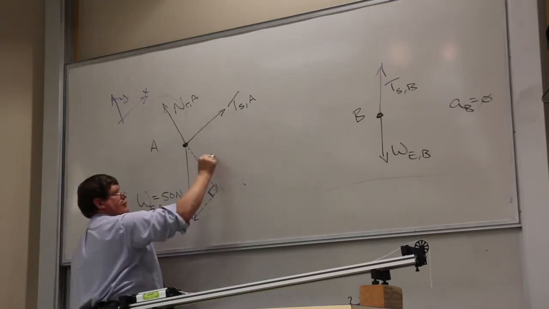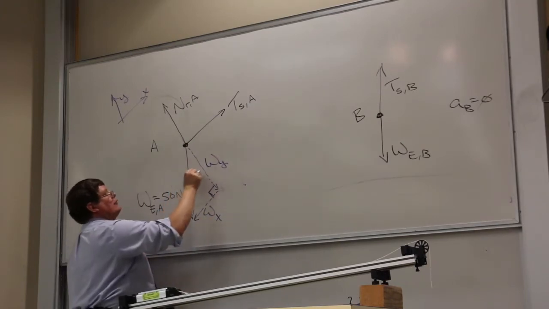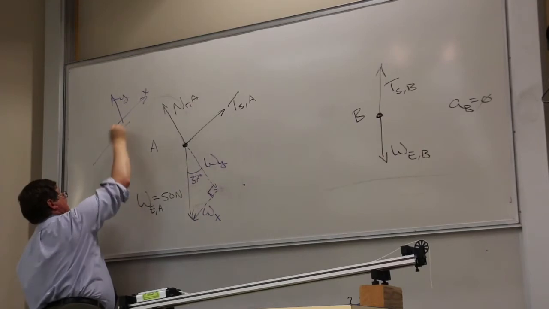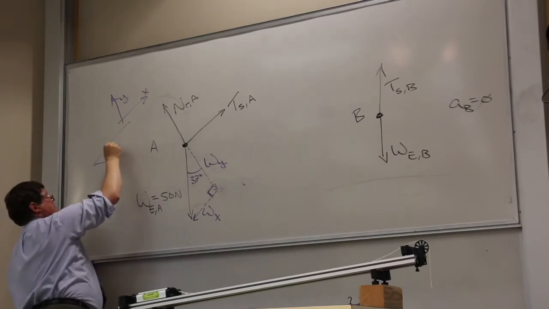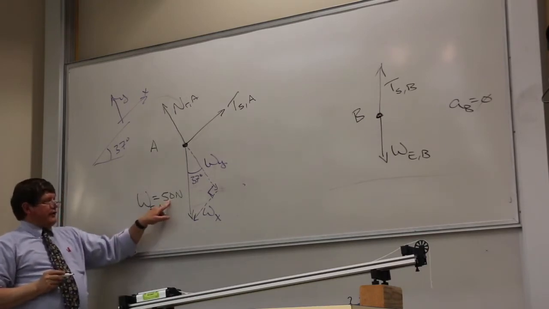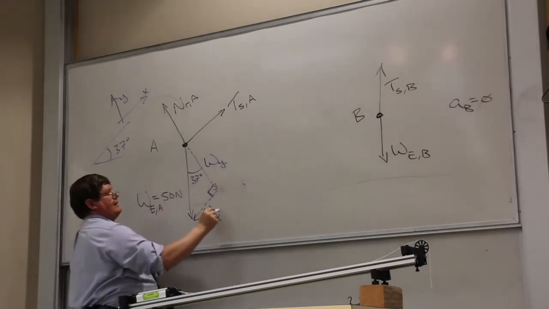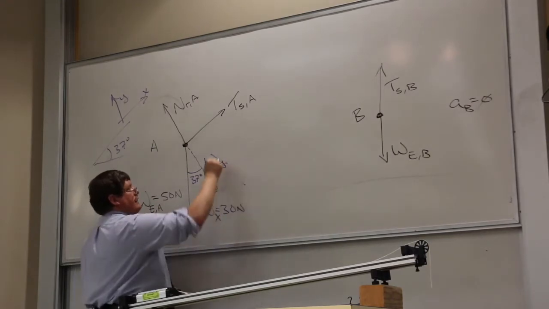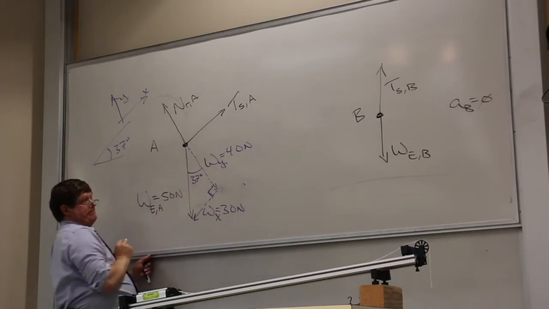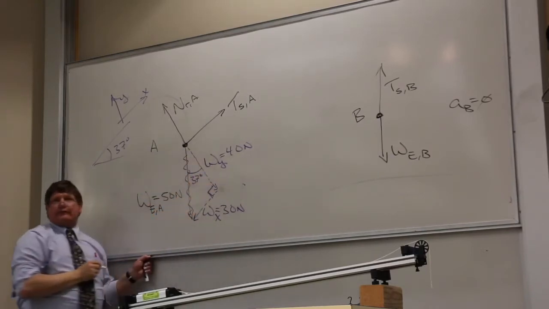This is going to be the y part of the weight, that's going to be the x part of the weight. If you do it that way, this angle here is going to be the same as the angle of the hill. Now if this is 50 and this is a 3, 4, 5 triangle, this has to be 30, this has to be 40, 30, 40, 50. I throw away the original and I use the parts.